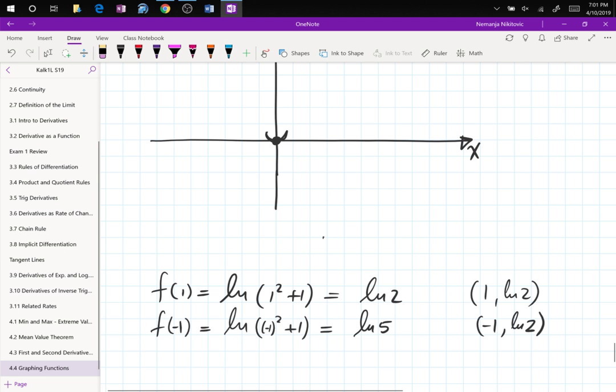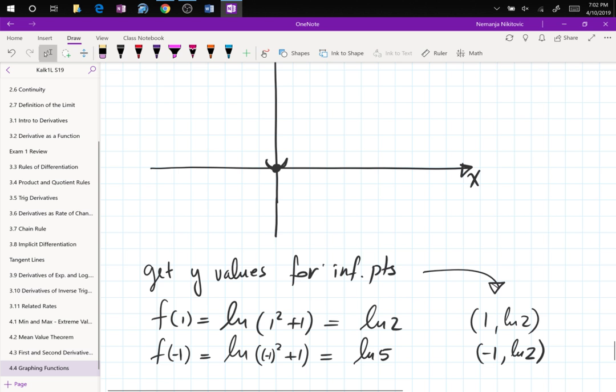And the title for these ones will be get y values for inflection points, and these over here are inflection points. So I have 1, ln 2, so I'll just put there and there. So now that does look like a smiley. Look at that. So I connect them like this, and then we have to branch out.